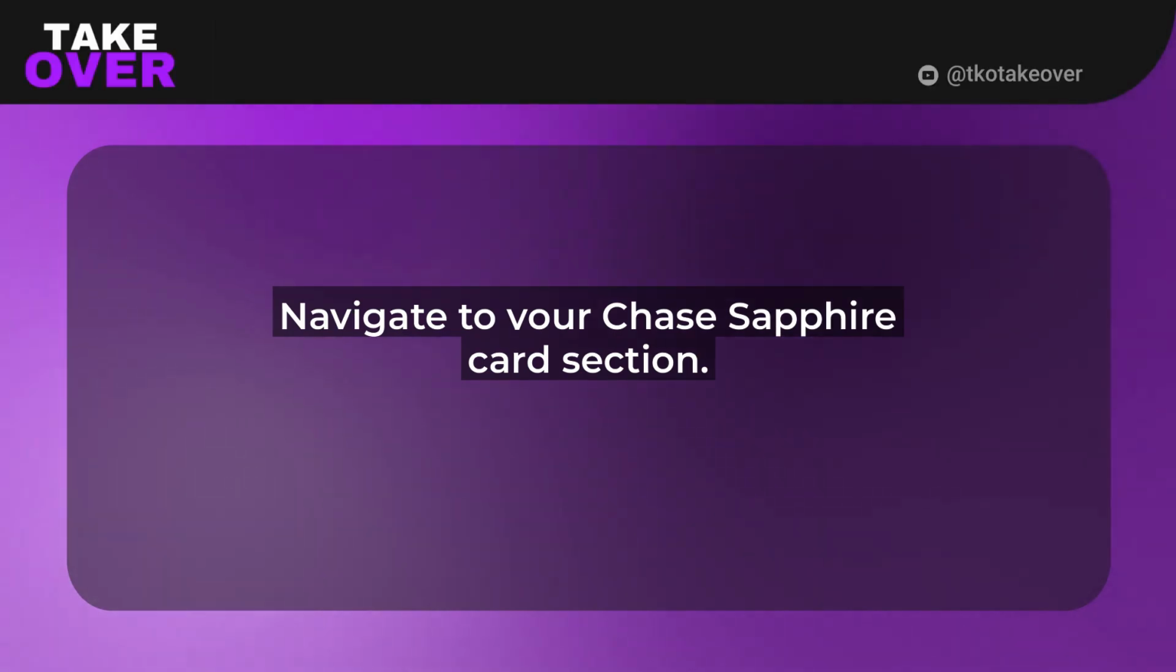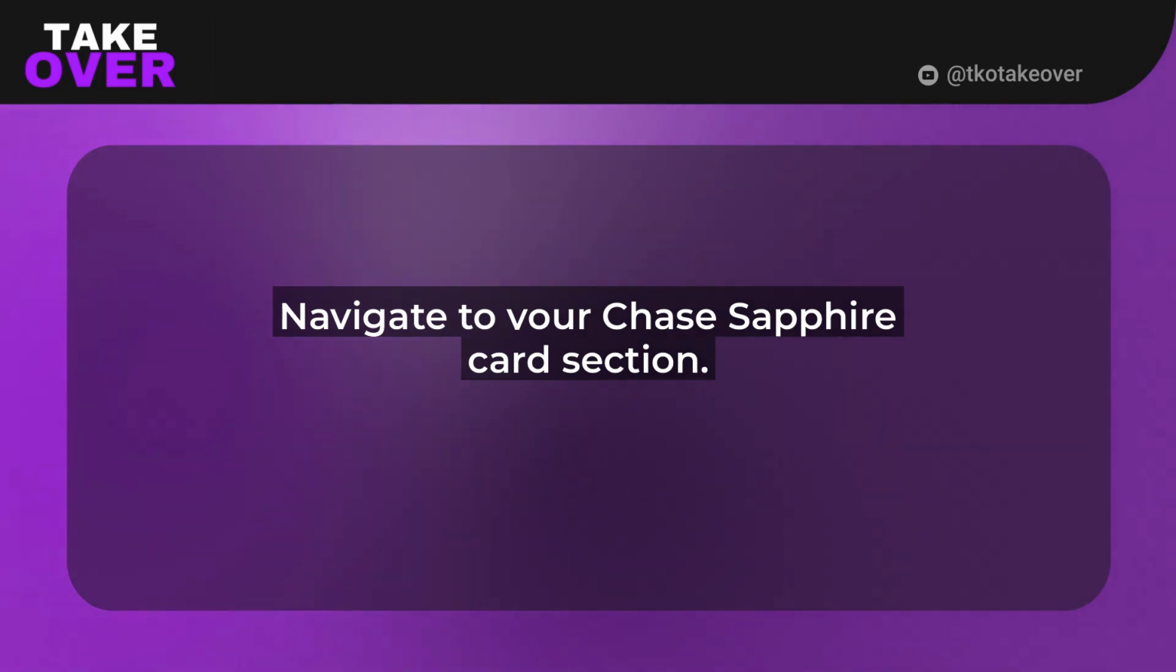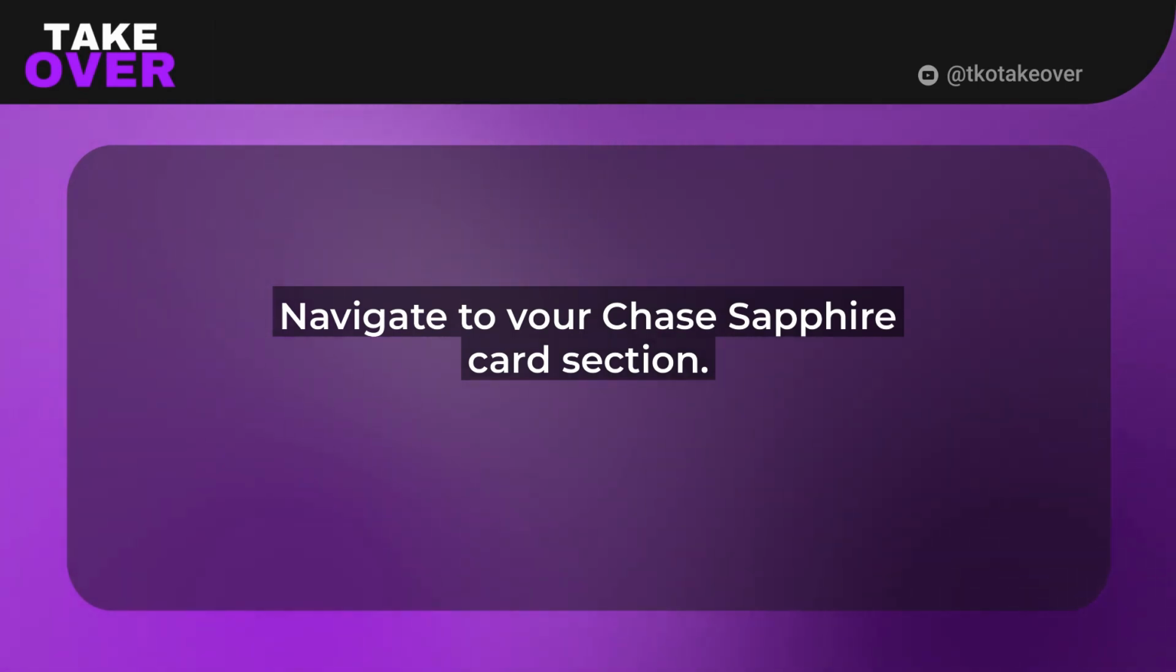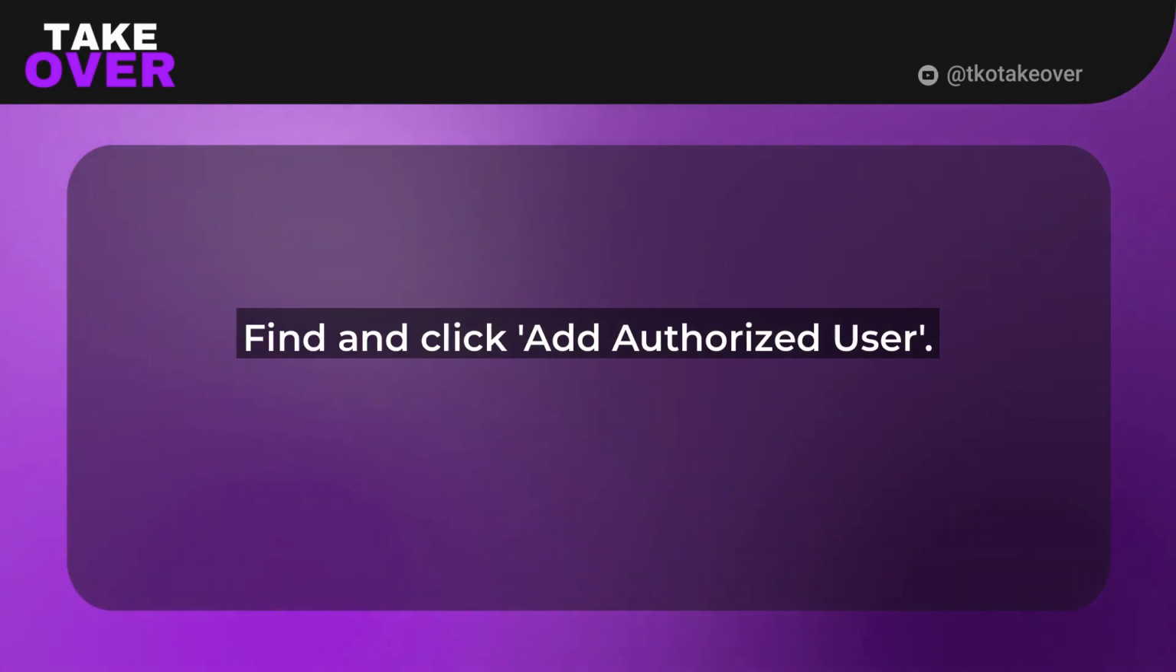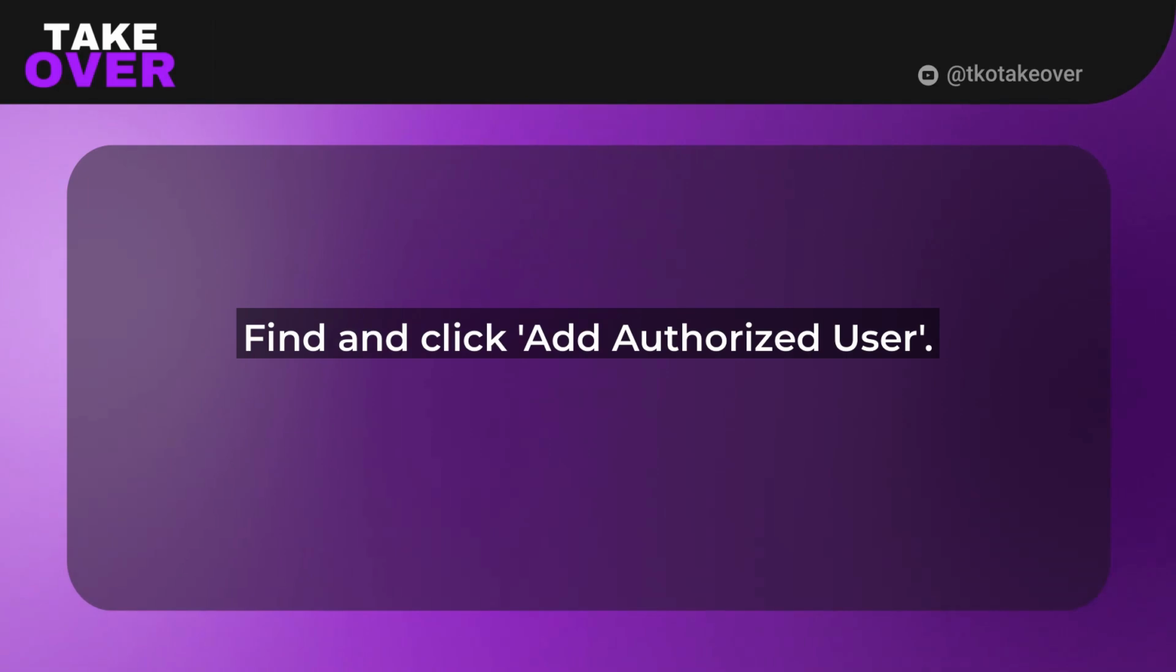Step 2. In the card management area, search for Add Authorized User or a similar button. Click on that, and you'll be prompted to enter the details of the person you want to add. You'll need their full name, date of birth, social security number, and possibly their address for verification purposes. Double-check everything to avoid any delays.